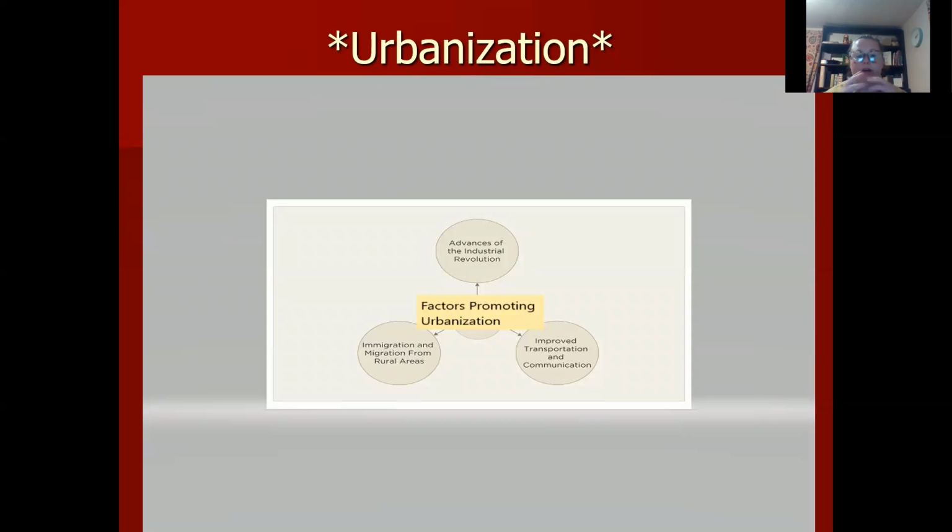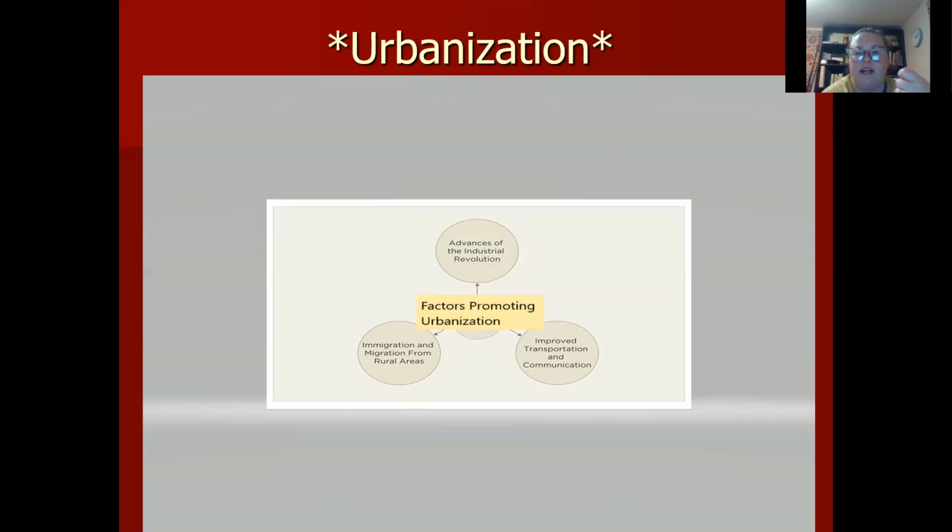All right, so let's look very closely at this graph. I want you to really look closely at it. You need to understand what this is telling you. So these are the factors that are really promoting urbanization. Okay, so we have the advances of the Industrial Revolution. Well, what kind of advances did we have, right? We have the switch from water power to steam power, right? We have people who are figuring out the process to make things quicker, like in the case of the mill factory.